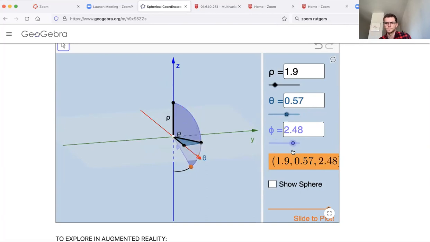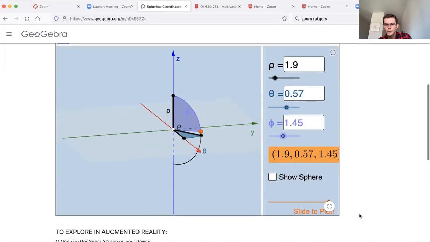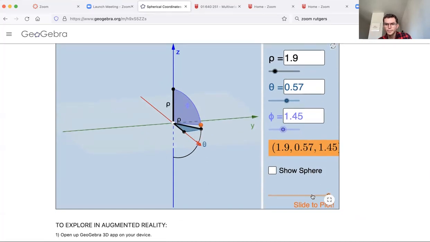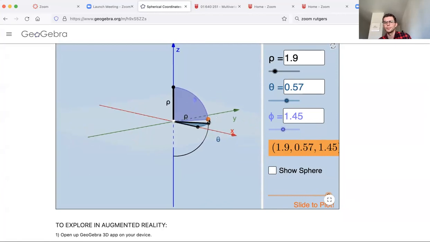Is that okay? This bottom slider, you mean? The one that says slide to plot? That's just to show you how the point is created. It's drawing the point for you in real time. It's showing the steps of future calculations that we're going to do.